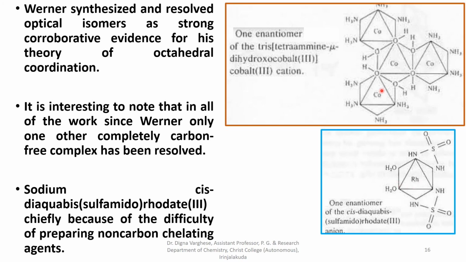One enantiomer of the tris(tetraammine-μ-dihydroxocobalt(III))cobalt(III) cation. Here you can see the enantiomer. In this μ-dihydroxo complex, the cobalt is connected with bridging hydroxyl groups, which are represented by mu. So it is an optically active compound.